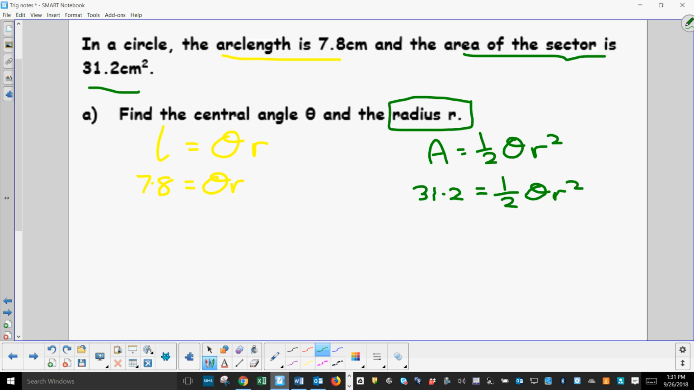I'd rather get rid of the half so that we're just left with theta r squared. What would I do to both sides? Multiply by 2, exactly. Either divide by a half, which is the same as multiplying by 2. So what is 31.2 times 2? 62.4.